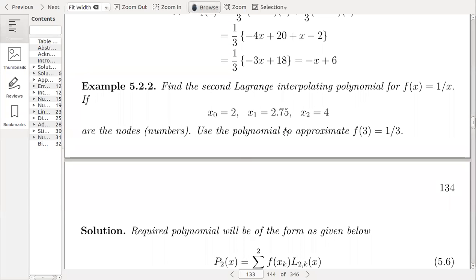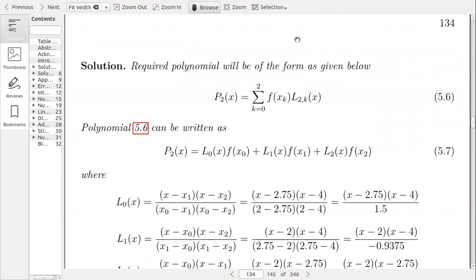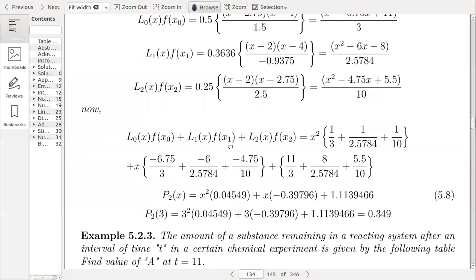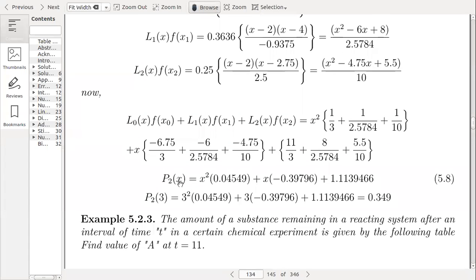The second part of the question is that we have to use the constructed polynomial to approximate f(3). So what is the constructed polynomial? The constructed polynomial is P2(x) = x² times 0.04549 plus x times minus 0.39796 plus 1.113946. So we just have to replace x with 3.